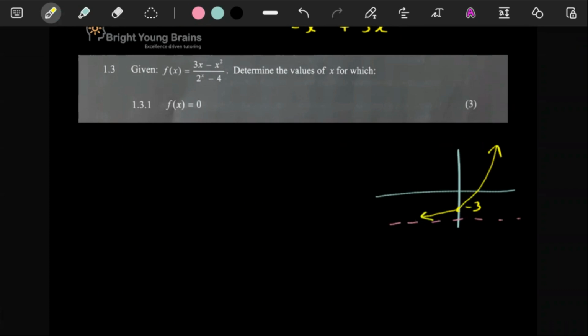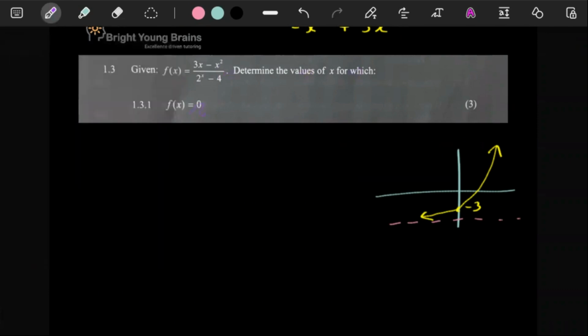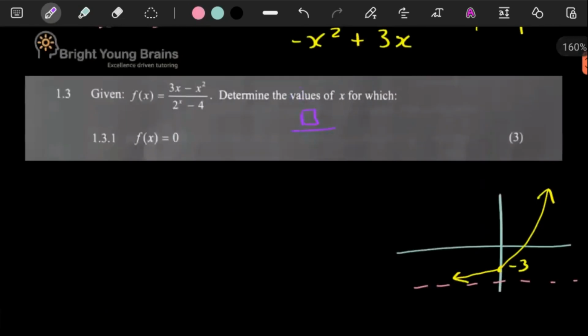Okay, so they're asking here, right? Given f of x is equal to this expression, determine the values of x for which this is equal to 0. So for this to be equal to 0, remember you have a numerator and a denominator. For this to be equal to 0, the numerator has to be equal to 0.